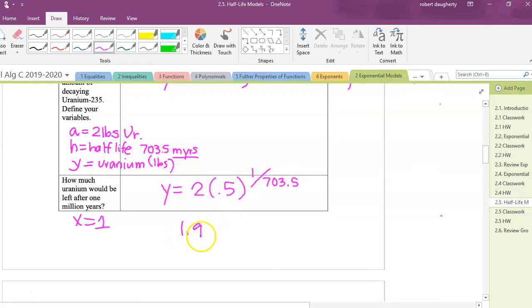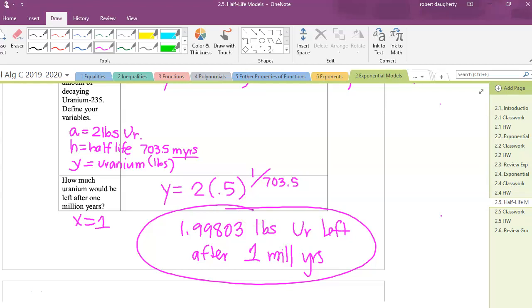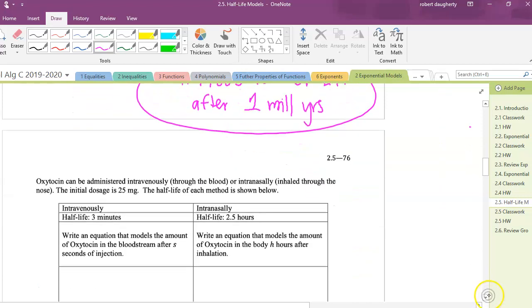So 1.99803. This is the number of pounds of uranium left after 1 million years. What does that say about uranium? It takes a long time for the uranium to decay. Like I said, it would take 703 million for it to get to half, to get to 1 pound. So after 1 million years, we've still got almost 2 pounds of uranium still there.